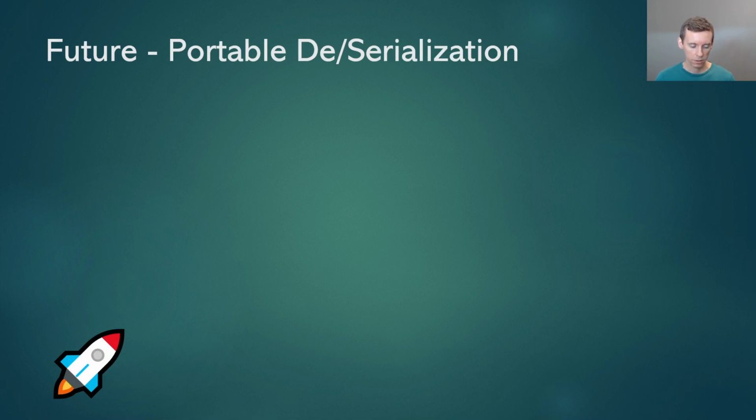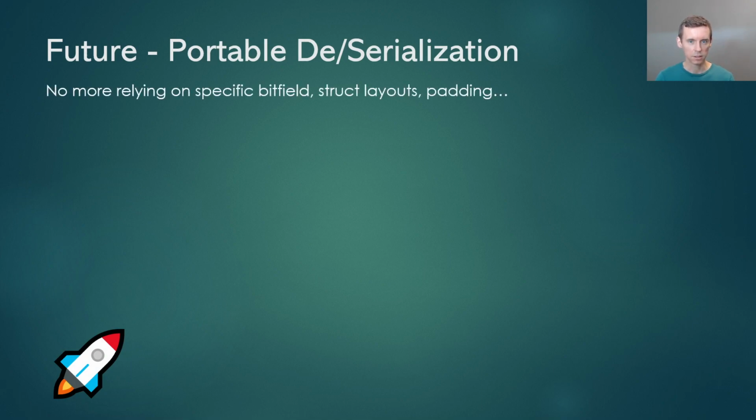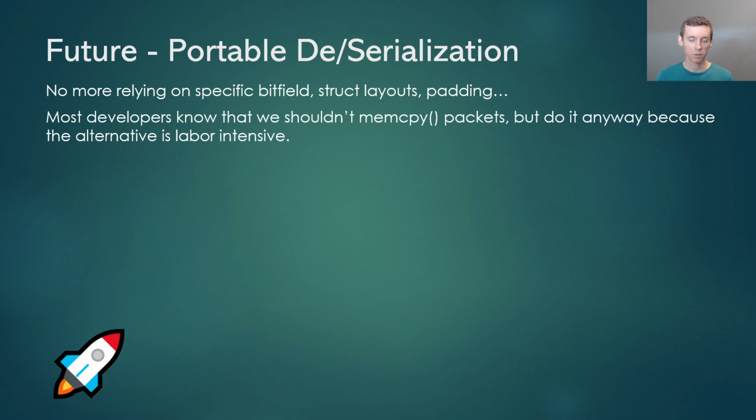Now, portable serialization and deserialization. We all know that we shouldn't rely on specific bit fields and struct layouts and padding, especially when we are doing network or packet kind of stuff. We shouldn't use a memcopy on a packet, but lots of people do it anyway because the alternative is rather labor intensive and maybe the project just doesn't call for it. But the issue is it doesn't call for it at the time.